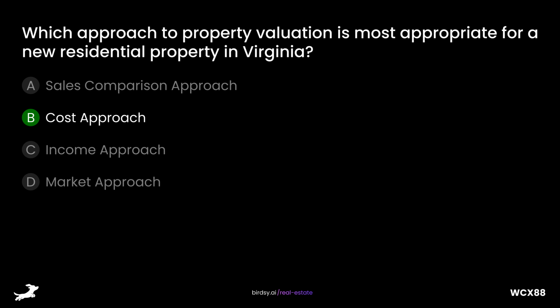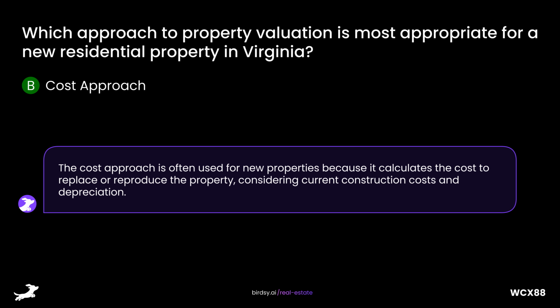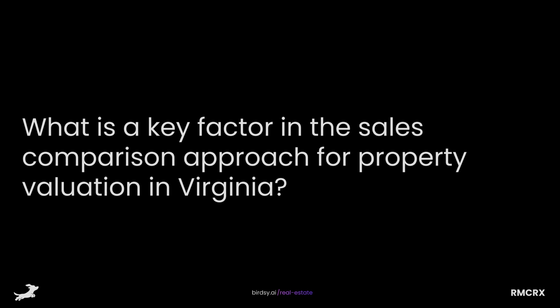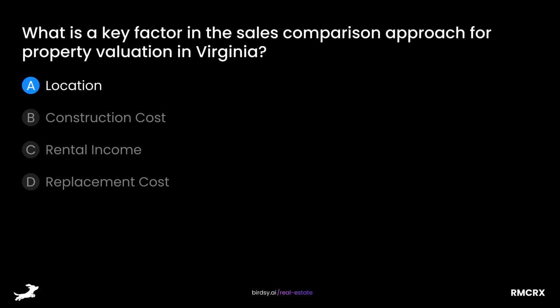The answer is B, cost approach. The cost approach is often used for new properties because it calculates the cost to replace or reproduce the property, considering current construction costs and depreciation. What is a key factor in the sales comparison approach for property valuation in Virginia? Is it A, location, B, construction cost, C, rental income, or D, replacement cost?